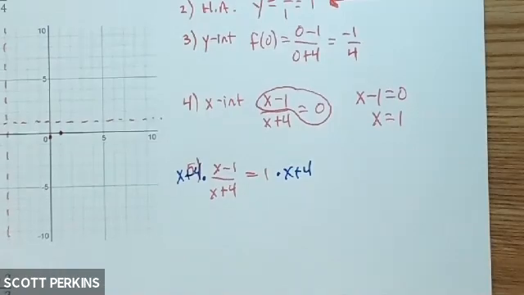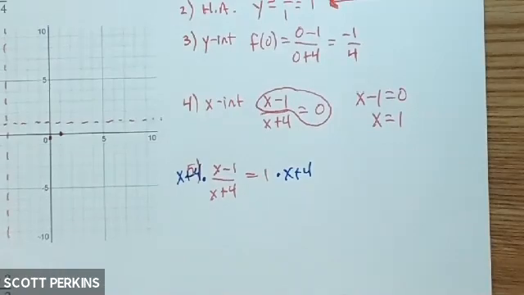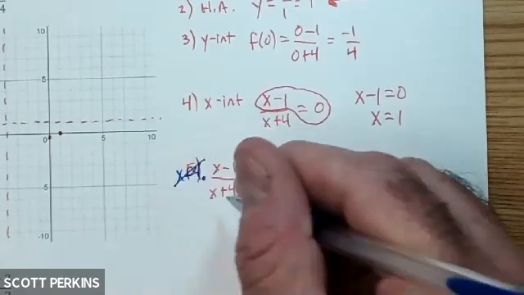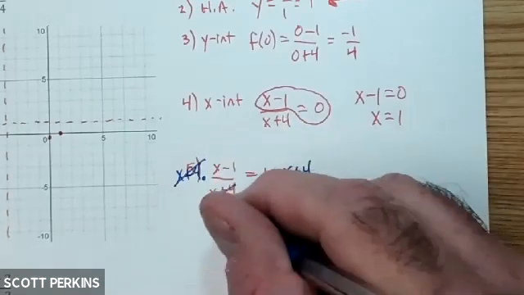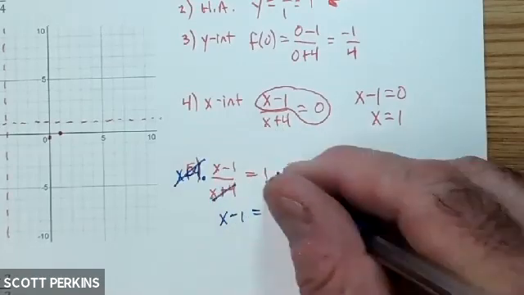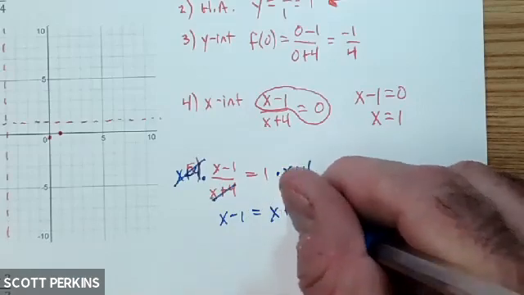This is kind of as complicated as the clearing the fractions will get in this section. We'll talk about it in more detail on Wednesday. But here the x plus 4s cancel on this side, and I have x minus 1. Here, 1 times x plus 4 is x plus 4.